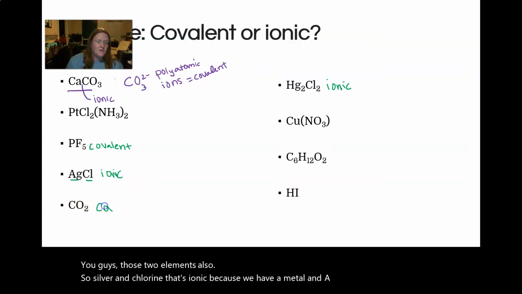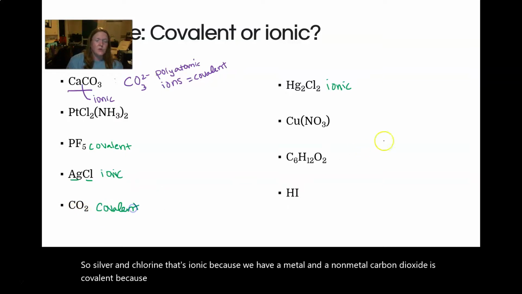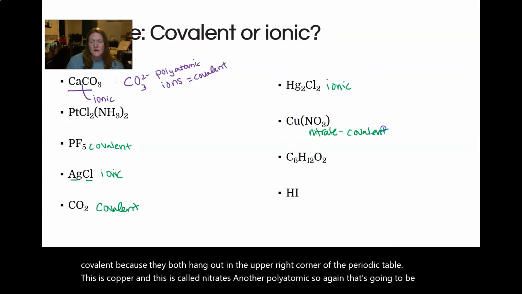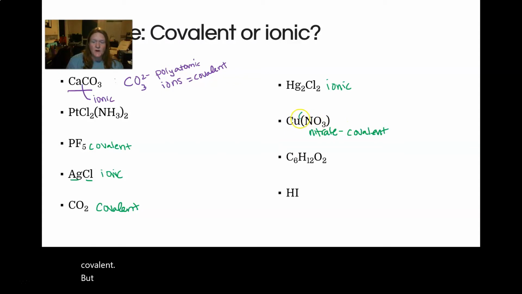Carbon dioxide is covalent because they both hang out in the upper right corner of the periodic table. This is copper, and this is called nitrate. It's another polyatomic. So again, that's going to be covalent, but the copper to nitrate bond is the ionic part.